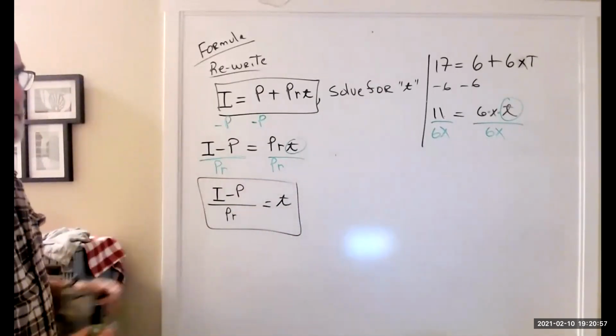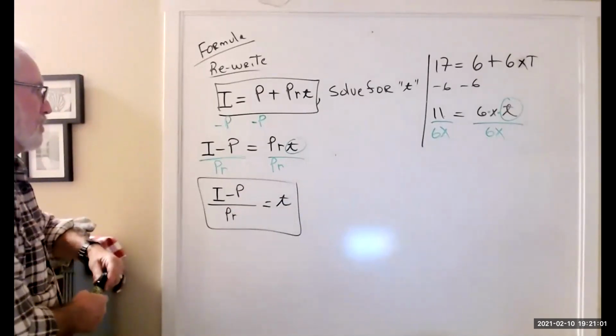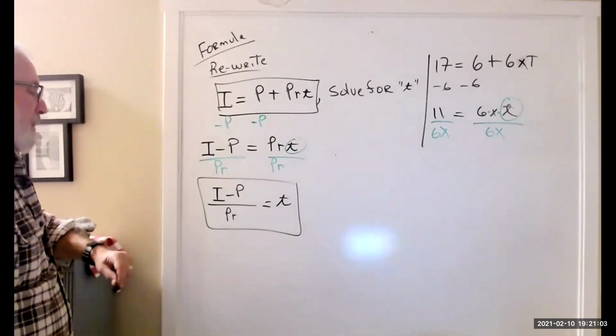I have a question. Yeah, shoot. Why do the P's not cancel each other out? Wouldn't that be equal to 1?